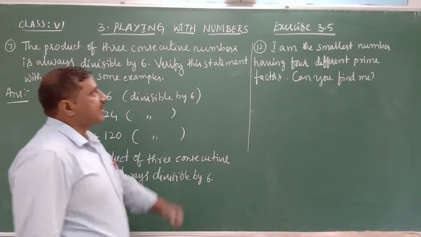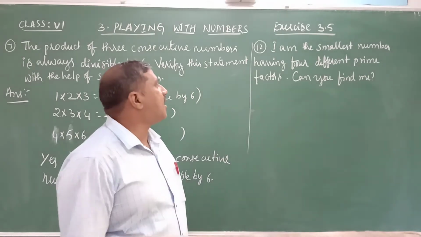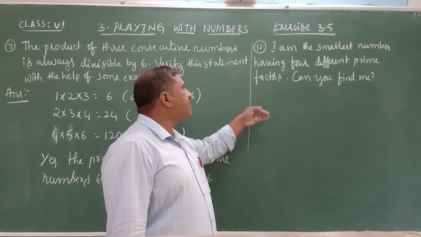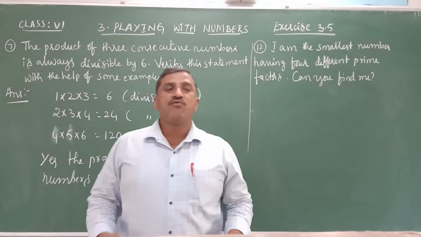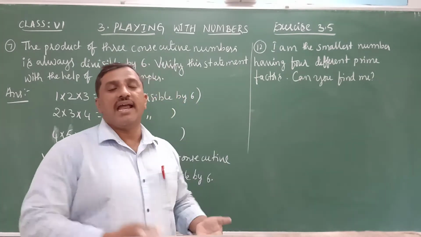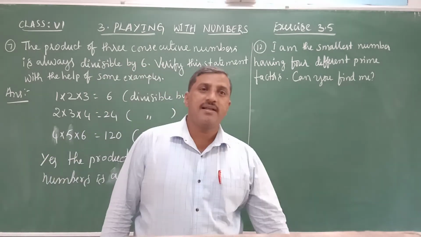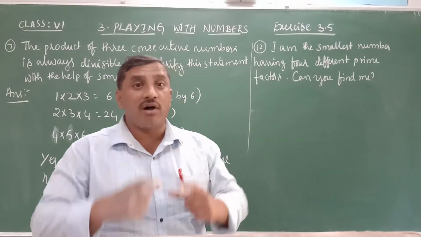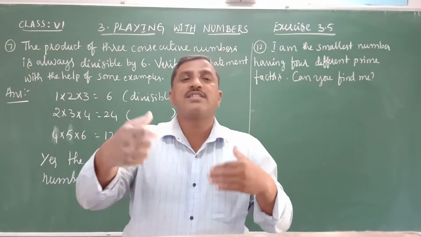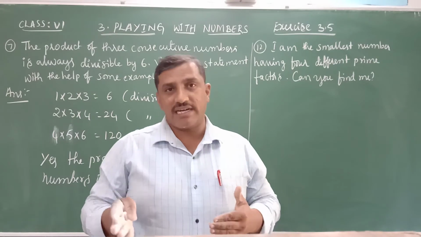Now, 12th question. I am the smallest number having 4 different prime factors. 4 different prime factors like 2, 3, 5, 7, 11, 13, 17, 19, etc. Can you find me which is that number? It is the smallest number. How do we get the smallest number? By multiplying the smallest prime factors.